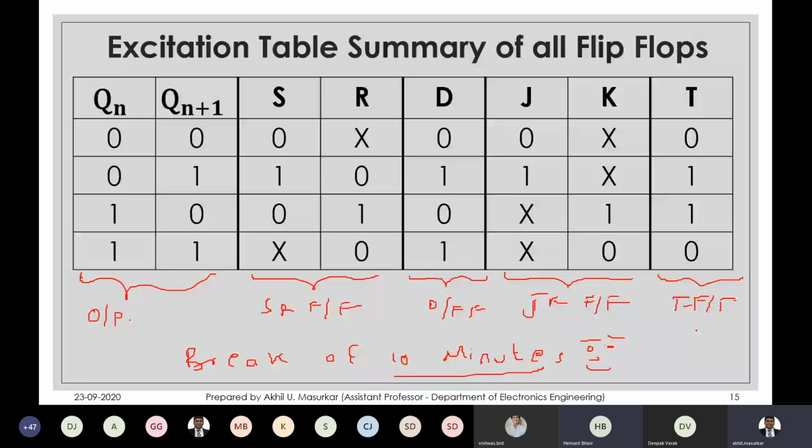Why is the characteristic table required? It is used to convert one flip flop to another flip flop, and it is also used to design a specific type of counter. So the real use of this, we are yet to see that. So now we will see that only. Okay, sir. So just try to keep these characteristic and excitation tables at the back of your mind. Okay, sir.